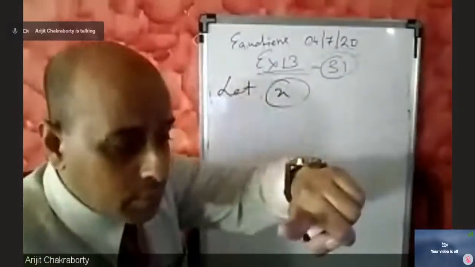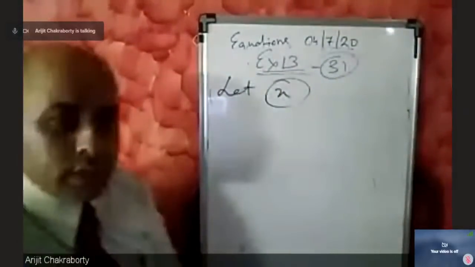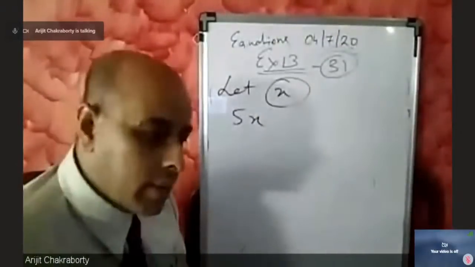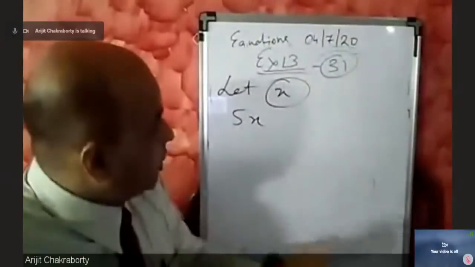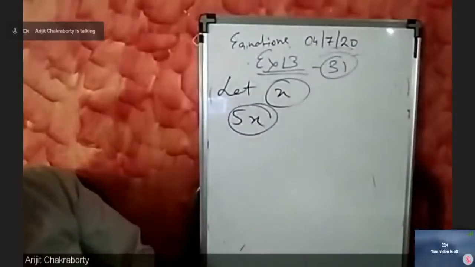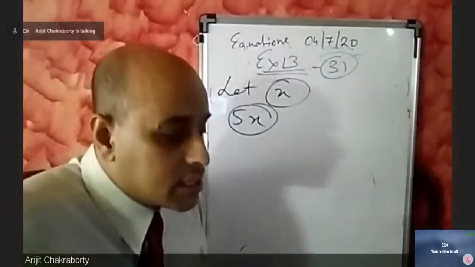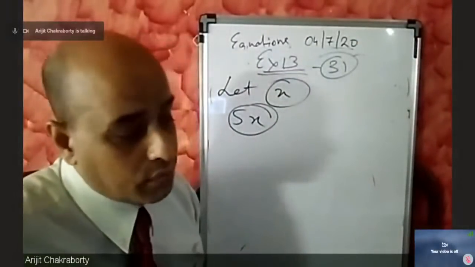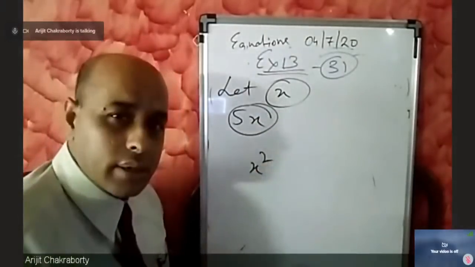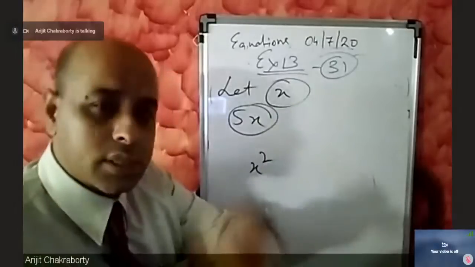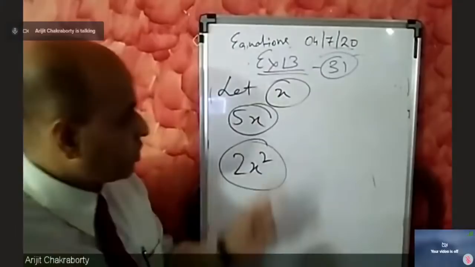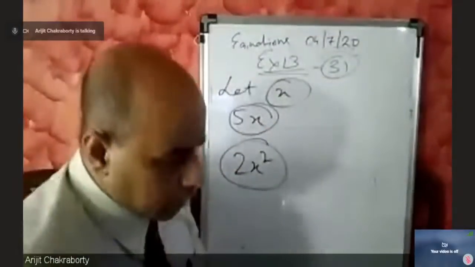5 times a positive whole number. So it's a positive whole number. 5 times means 5x. Fine. Then they are saying this 5x is 3 less than twice the square of the number. So we have to find out the square. Square is x square. Twice. The problem says twice. So 2x square. Okay. So the relation becomes very simple.